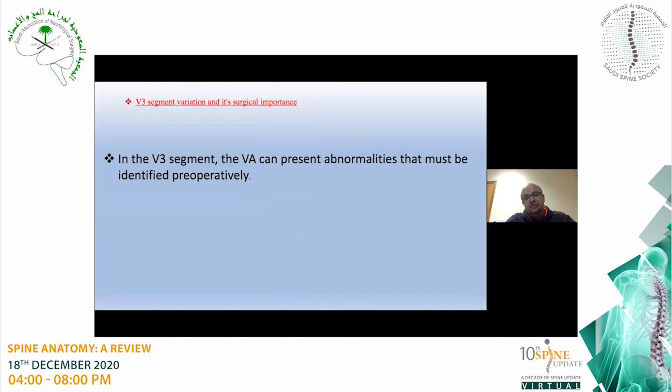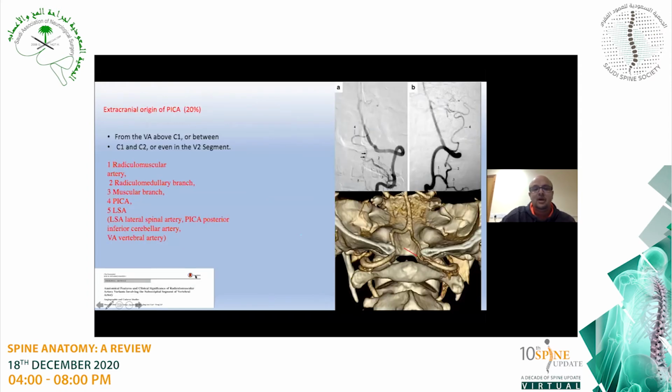This segment has a lot of anatomical variations and anomalies, and it's very crucial to understand it, whether in the normal population or in syndromic cases like Down syndrome, Pierre Robin syndrome, or Morquio syndrome, or any craniocervical congenital anomalies. I will go through some of these anatomical variations, because to cover it all, I would have to spend more time.